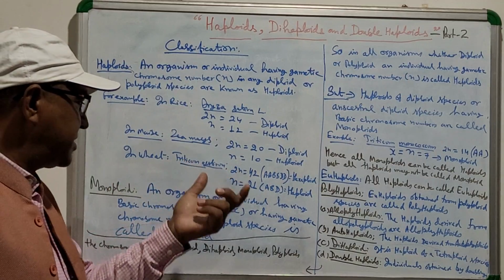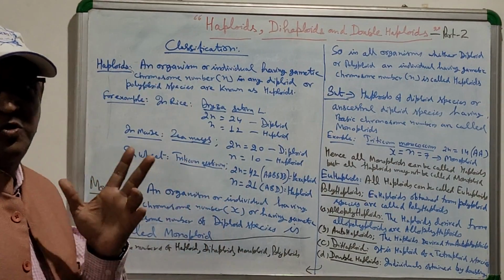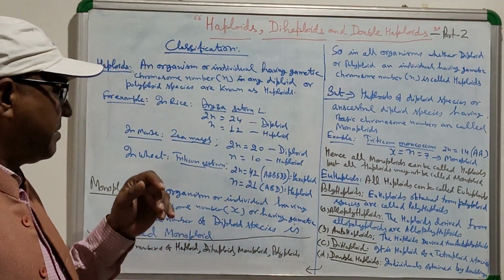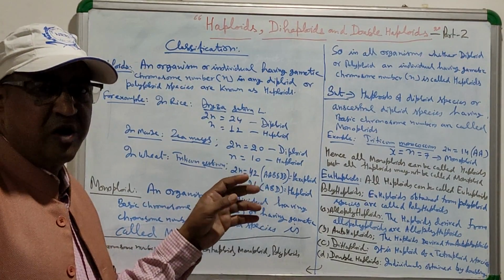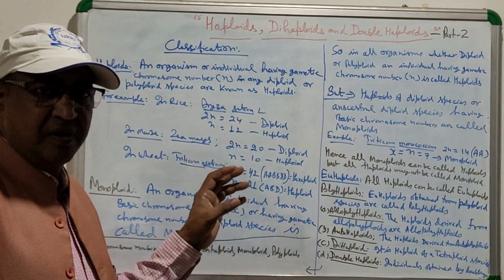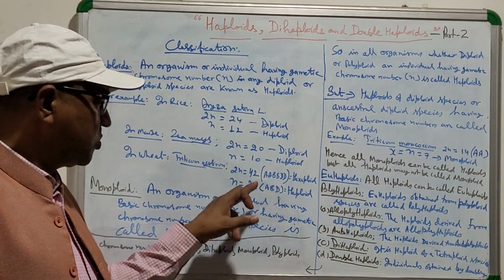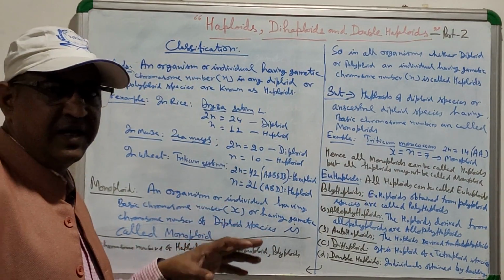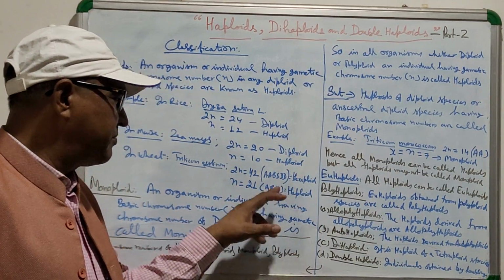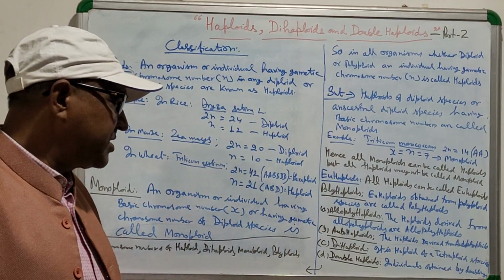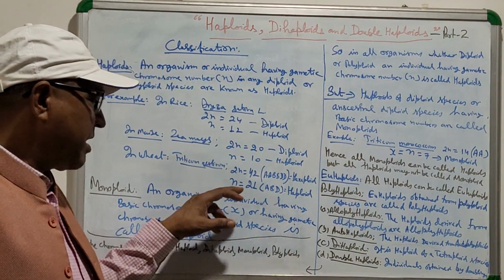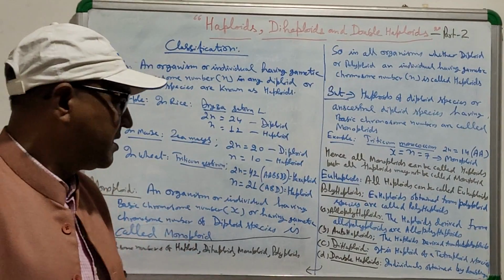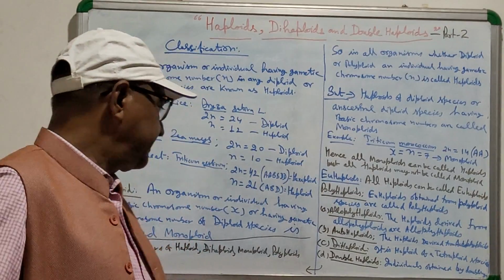Likewise in wheat, Triticum aestivum, 2n = 42. Of course, you have three genomes, A, B, D, all in pairs: AA, BB, DD. In each genome you have seven pairs, so altogether 42 chromosomes are there in Triticum aestivum. Because of the six genomes, you call it hexaploid. So a plant in Triticum aestivum which has 21 chromosomes, A, B, D, is called a haploid plant.